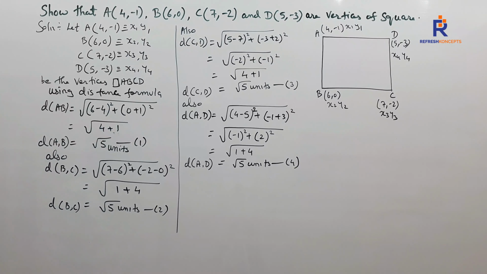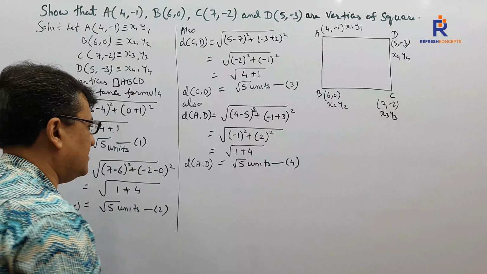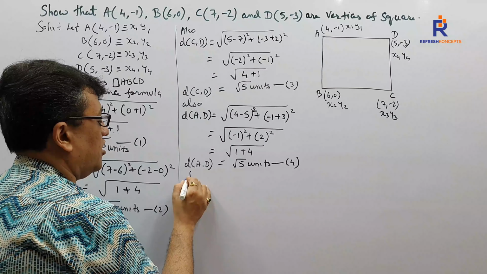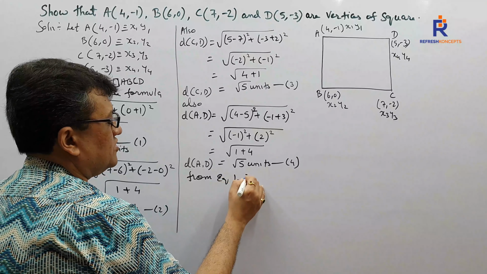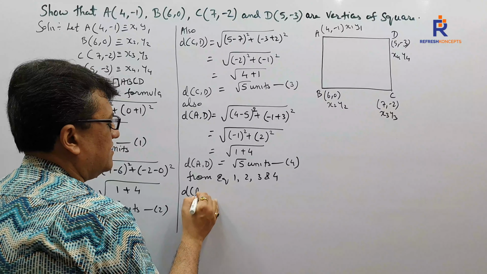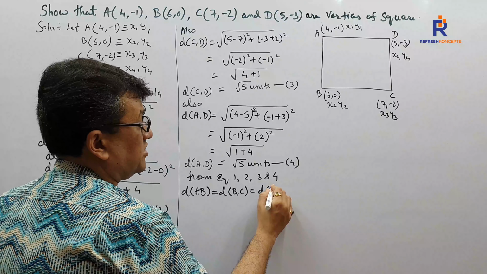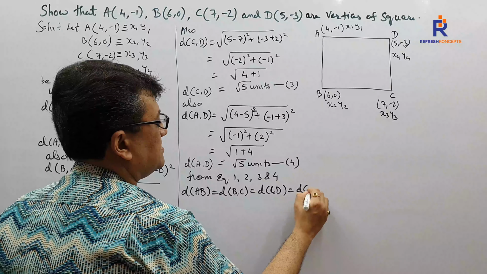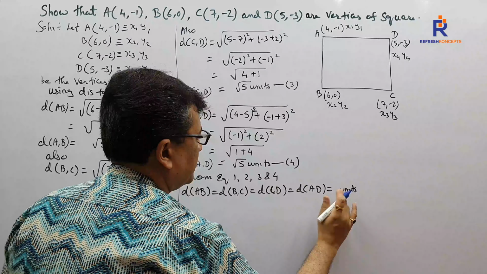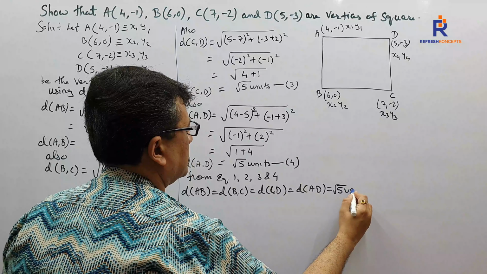What did I notice and what did I realize? 1, 2, 3, 4: all of them are root 5. I'm coming to that argumentative question which you people have right now. I'm coming to give you the answer. So from equations 1, 2, 3 and 4, distance AB equals distance BC equals distance CD equals distance AD, which is root 5 units. We are not done.